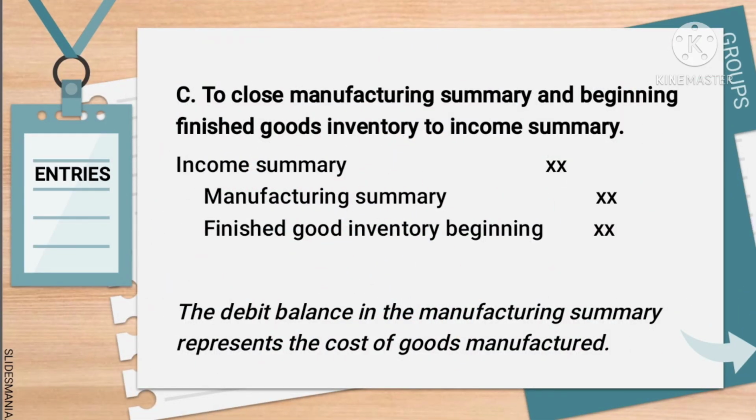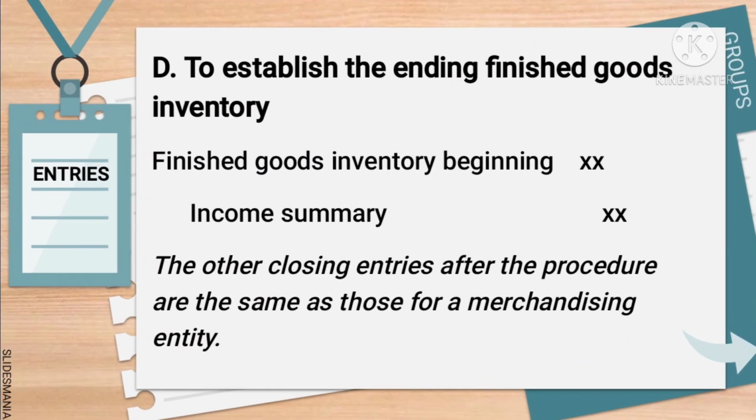Next is to close manufacturing summary and beginning finished good inventory to income summary. Debit income summary, credit manufacturing summary, finished good inventory beginning. Last is to establish the ending finished good inventory. Debit finished good inventory ending, credit income summary.